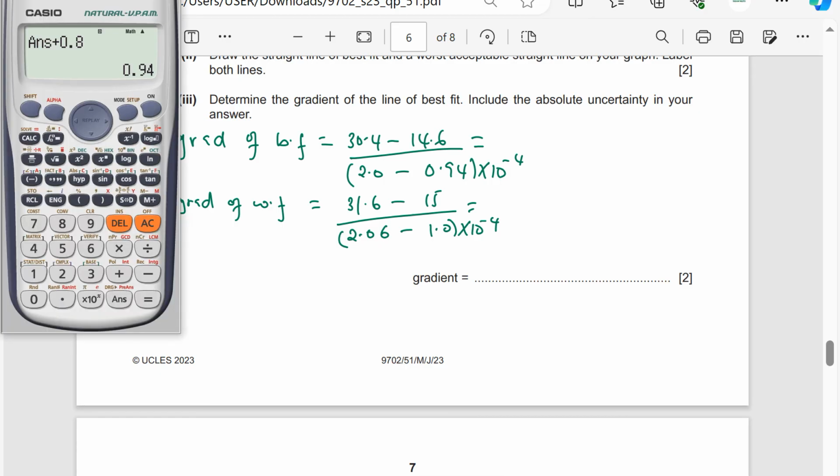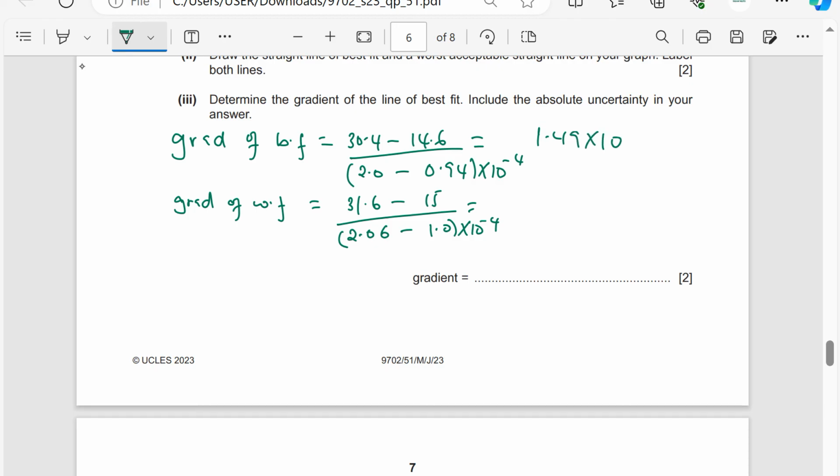So let me press my calculator to find the gradient. This will be 30.4 minus 14.6 divided by 2 minus 0.94, exponent minus 4. Again, divide by 1 exponent minus 4. So I'll just write 1.49 times 10 power 5.